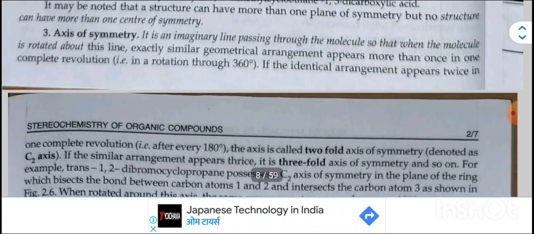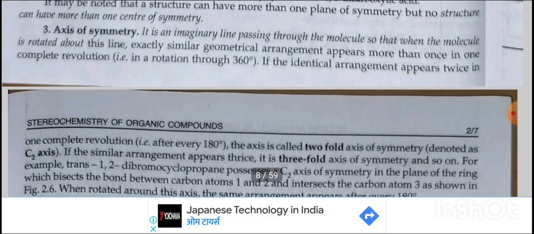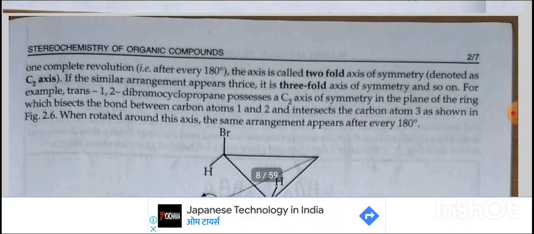Axis of symmetry. It is an imaginary line passing through the molecule so that when the molecule is rotated about the line, an exactly similar geometrical arrangement appears more than once in one complete revolution, rotation through 360 degrees. If the identical arrangement appears twice in one complete revolution, the axis is called a two-fold axis of symmetry. If a similar arrangement appears thrice, it is a threefold axis of symmetry, and so on. For example, trans-1,2-dibromocyclopropane possesses a C2 axis of symmetry.